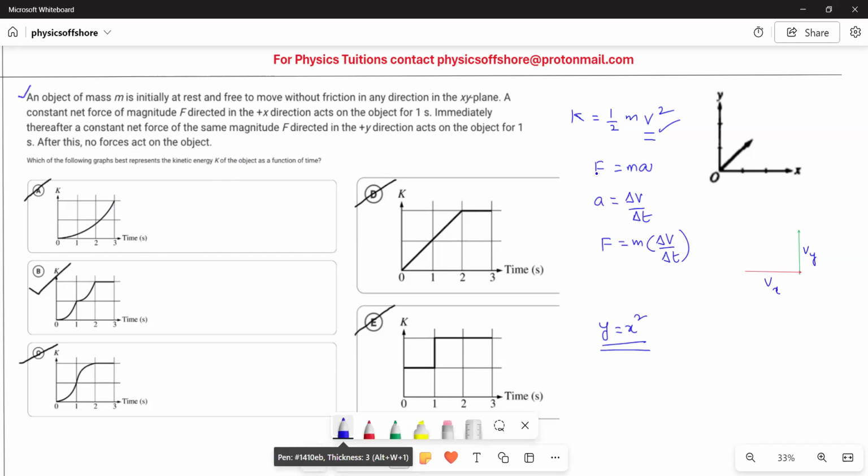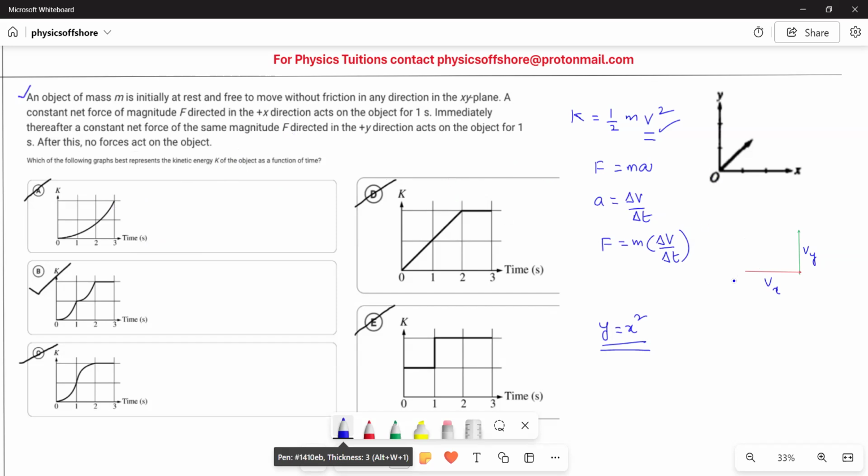How will it be? First, let us see what is the direction of the velocity. As you know, as the force acts on an object, the object gets accelerated. Object is getting accelerated means the velocity is increasing. So for the first 1 second, the velocity is increasing along the x direction. And next 1 second, the velocity is increasing along the y direction.